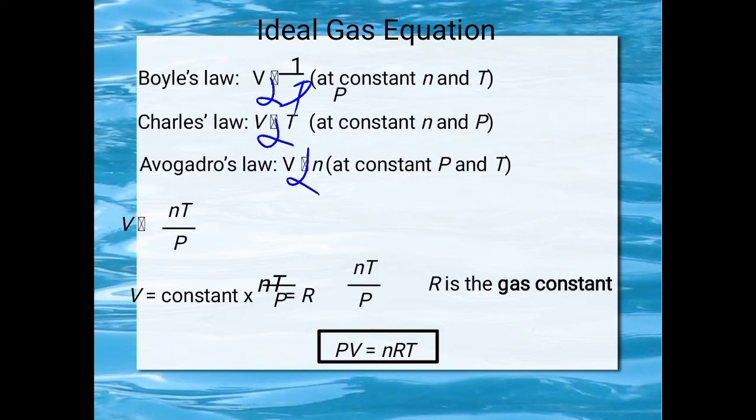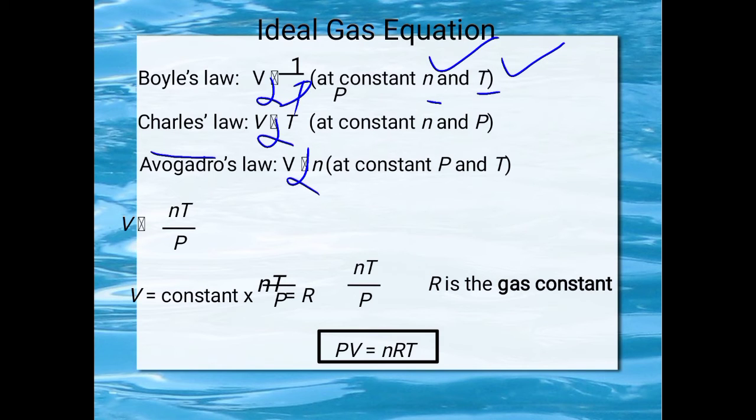In each case, for Boyle's law, we know volume is inversely proportional to pressure. That is, if volume increases, pressure decreases. Here, what are the things that are constant? Number of moles and temperature. In Boyle's law, at constant temperature, the volume of a gas is inversely proportional to the pressure. So, here number of moles and temperature are constant.